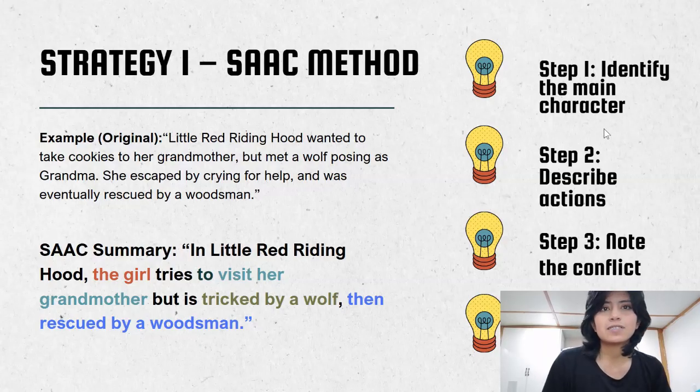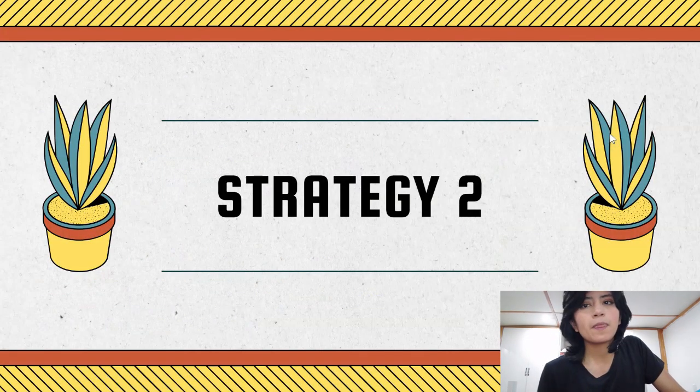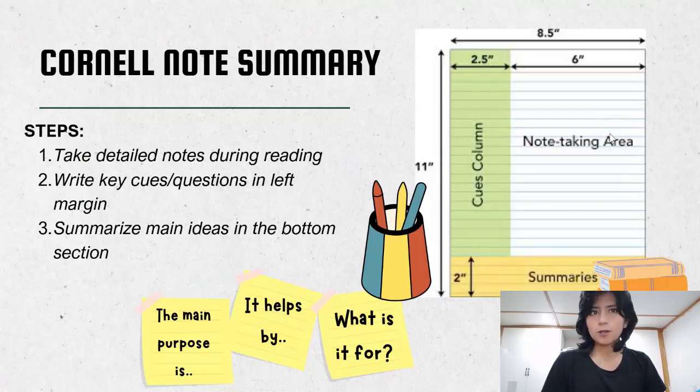So the result is: in Little Red Riding Hood, the girl tries to visit her grandmother, but is tricked by a wolf and then saved or rescued by a woodsman. This strategy is very direct from my point of view. So let's continue with the next one.